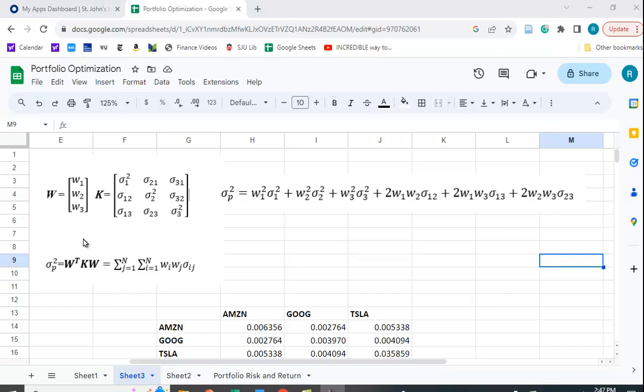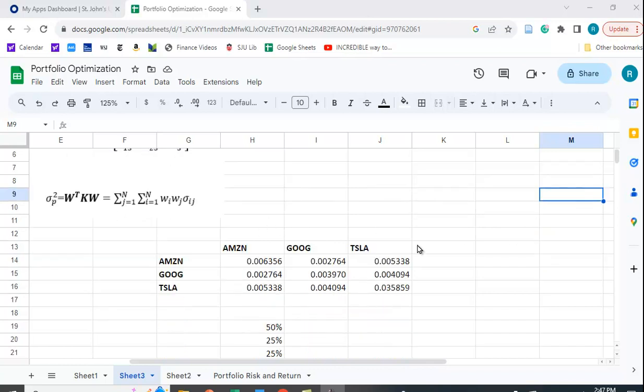And the formula for this is, if you have this column vector of weights of the securities in the portfolio, and you have this variance covariance matrix, and on a variance covariance matrix along the diagonal you have the variance terms, and the off diagonal terms you have the covariances, you can use this formula: W transpose times this matrix K times W. And it's going to give you the same answer here.